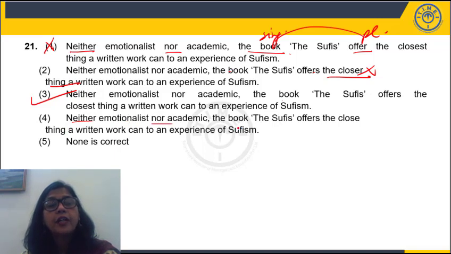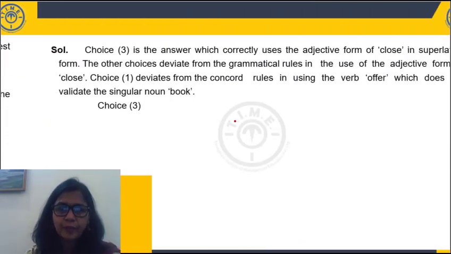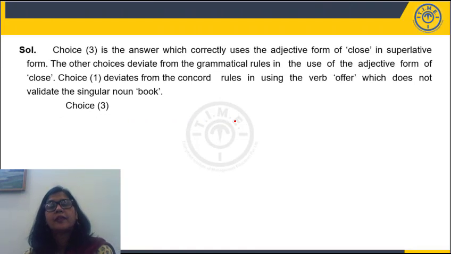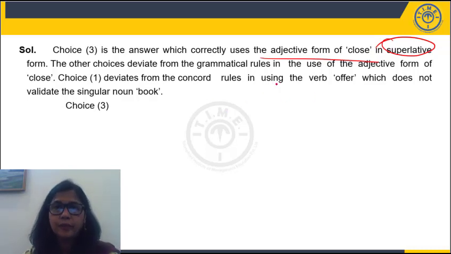Neither nor, fine. The book the Sufis offers the close thing. Again, wrong. So the correct answer is the third option, which is the only one that uses the correct adjective form of close in the superlative degree. Fine. And we've discussed the subject-verb agreement part also here.